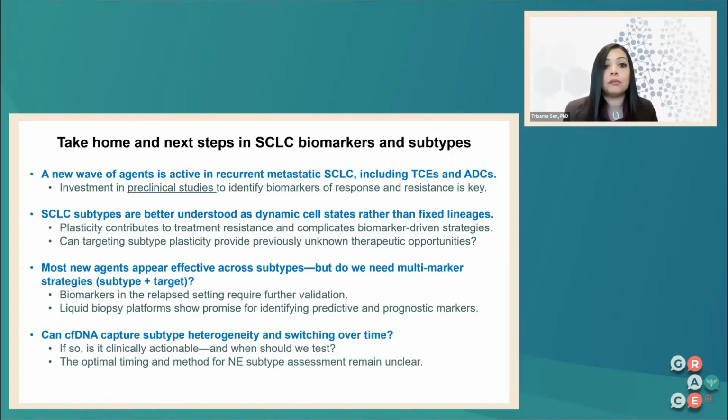Should it be upfront? Should it be on relapse? And should we keep doing the longitudinal? And based on the changes that we see, are we there yet in switching therapy? So these are all open questions, and I think we and others are actively trying to answer this in the lab.